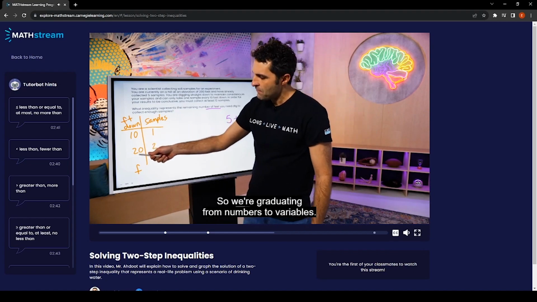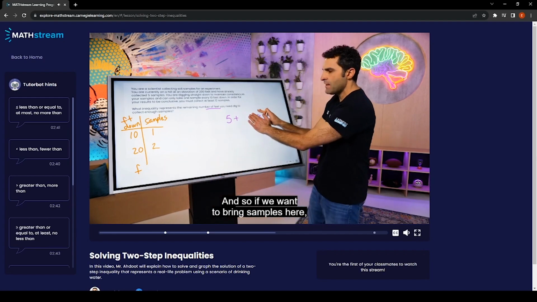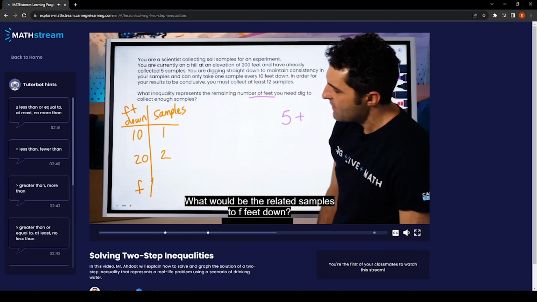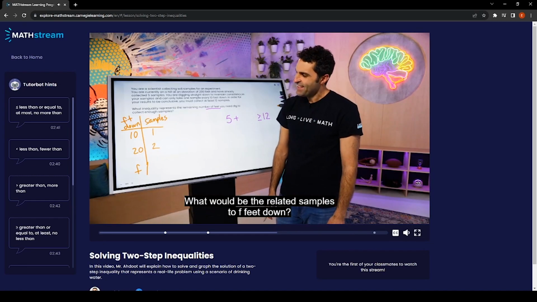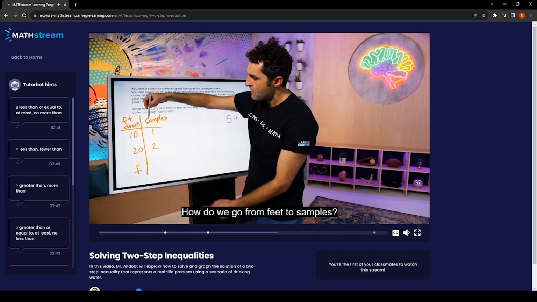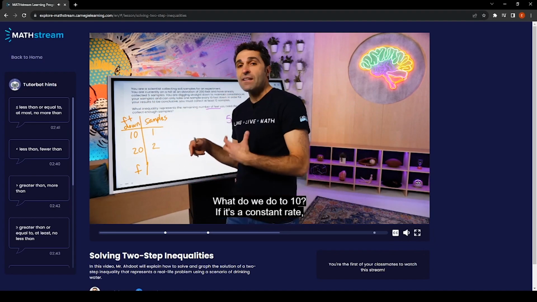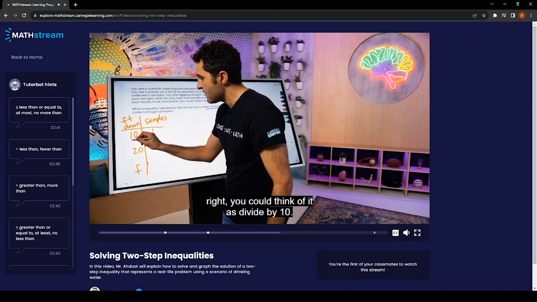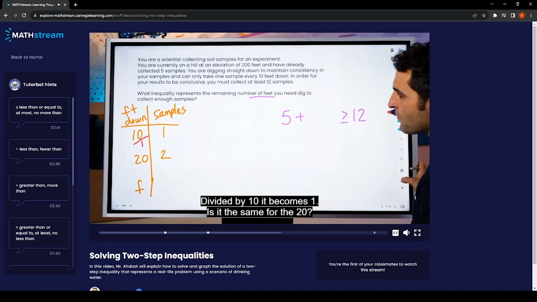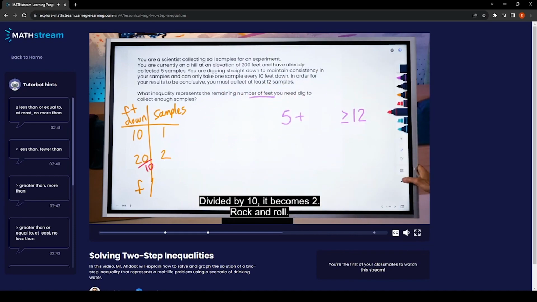So we're graduating from numbers to variables. And if we want to bring samples here, what would be the related samples to F feet down? Well, let's think about it. How do we go from feet to samples? What happens to 10 so that it becomes 1? If it's a constant rate, you could think of it as divide by 10. Divided by 10, it becomes 1. Is it the same for the 20? Divide by 10, becomes 2. We found our pattern.